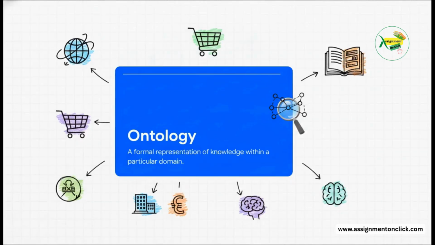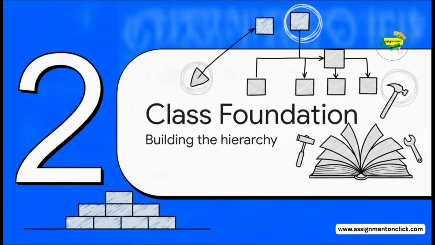We need a way to teach the computer the actual meaning behind that text. And that is exactly where an ontology comes into play. It's basically a formal representation of knowledge for a specific domain. That could be global healthcare, finance, or for our project today, library management. Instead of just dumping data into separate buckets, an ontology explicitly defines what things are and exactly how they interact with each other. Moving on to part two, laying the class foundation, where we build the hierarchy.